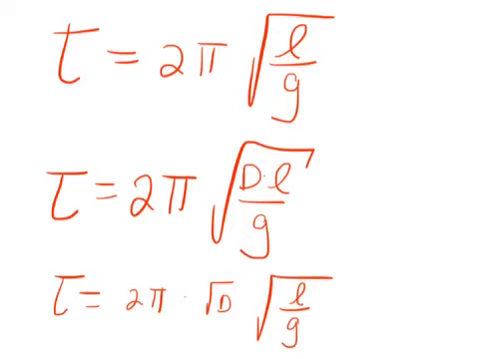How do you know it's root D? How do I know it's root D? Because I take the two of these, ready? I take this, and I take this, and in my mind I divide them. Everything cancels except for what? If you divide this entire thing by this entire thing up here, 2 pi cancels. Root over G cancels, you're left with just root D, right?